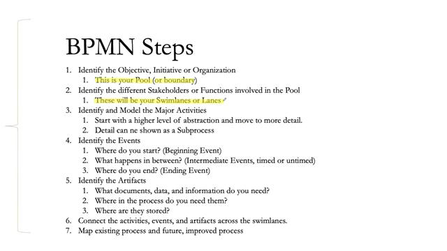So once you know the DMV digital transformation, then the question is, what are the different stakeholders out there? Both digital stakeholders as well as physical stakeholders. Then what you do is you identify and model the major activities. So you start off with a high level of abstraction and move to greater details. You always start at a high level.